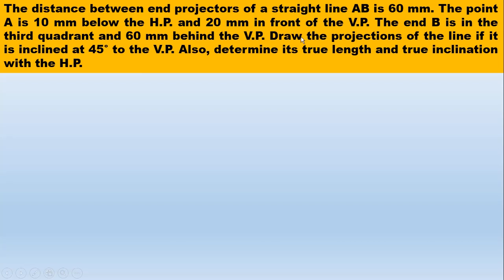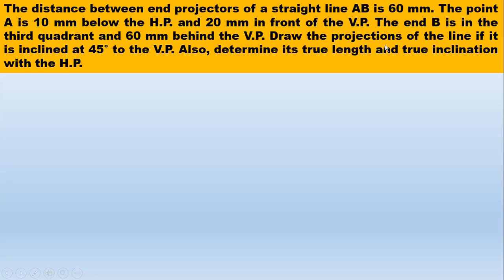So position of A is in the fourth quadrant and B is in the third quadrant and 60 mm behind VP. If the point is behind VP, you can visualize that 60 mm distance from the top position. So this distance is visible in top view, but in front view you cannot visualize how far the point B is from the HP. Position of the top view of the point B is given, that is 60 mm behind VP.